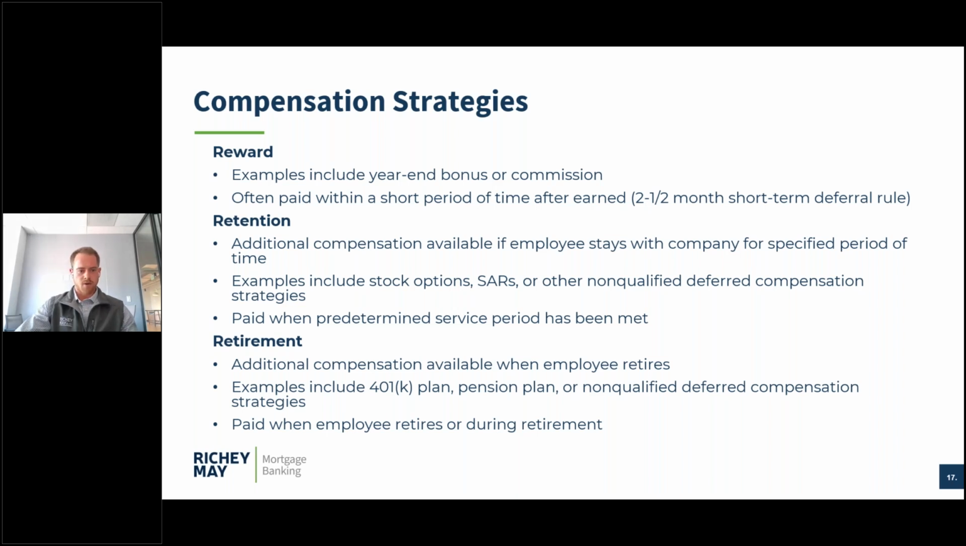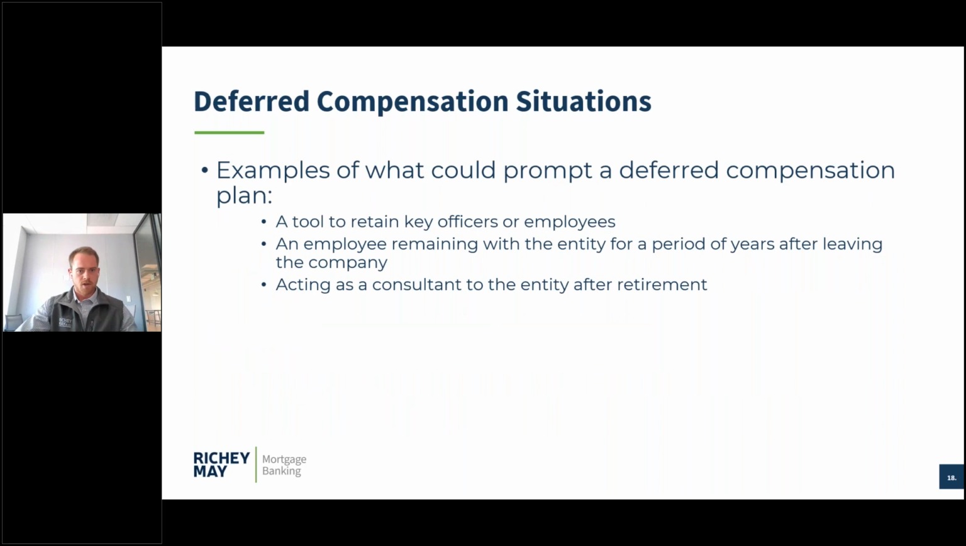And then lastly, the last bucket we have is retirement, which is going to be additional compensation that's available for the employee when they retire. Common examples of this are 401ks, pension plans, and other non-qualified deferred compensation strategies. And these are going to be paid upon retirement. So we're going to dig into these a little bit more here. But the typical examples of what could prompt a deferred compensation plan would be needing to give your employees additional compensation, trying to retain employees, trying to make employee retirement more appealing to employees, and then also as a tax deferral strategy for employees, which we'll discuss a little bit later as well.